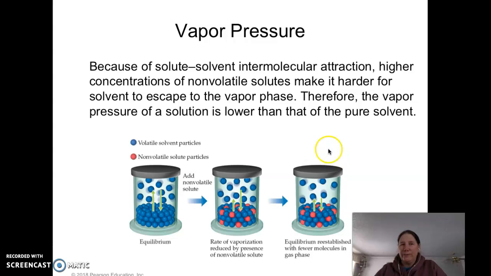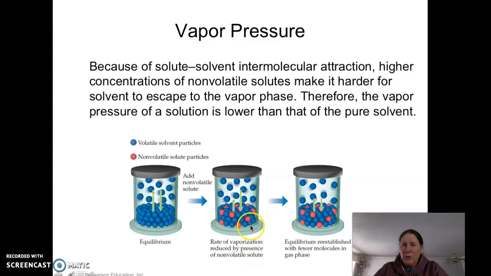So here's vapor pressure. Because you have a solute-solvent interaction, the molecules interact, higher concentrations, and when it says non-volatile, this means it doesn't change to a gas easily. You want non-volatile solutes. They make it harder for the solvent to escape. They hold on to it. So basically they lower the vapor pressure. If you look here, we've got these dissolved in a solution and they escape at a certain rate. This is at equilibrium, so the dissolving and the escaping are the same.